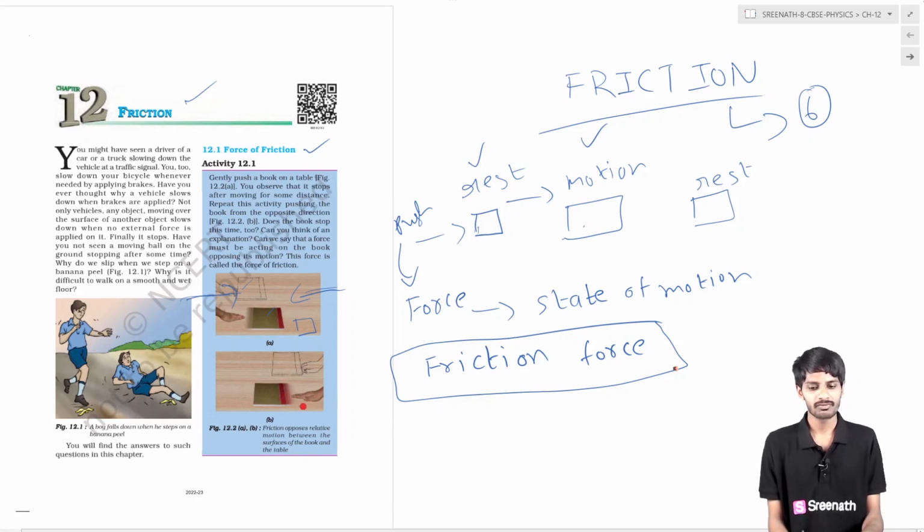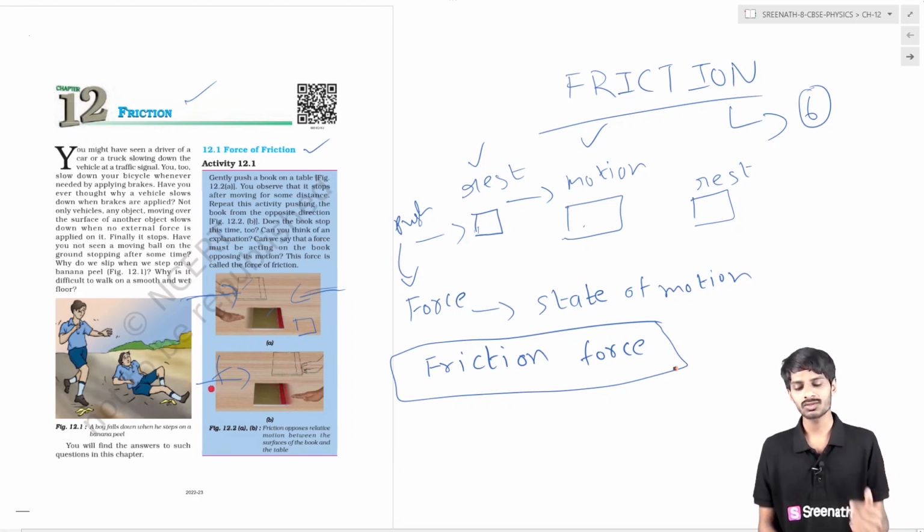We have applied force in this direction. If friction were also in this direction, the book would go on and never stop. But what is happening? The book is stopping after some time. So what might be the reason? There may be some other force acting in the direction opposite to the motion. That force is called the friction force. When we apply force in this direction, friction acts in this direction. When we apply force in the other direction, friction changes its direction.